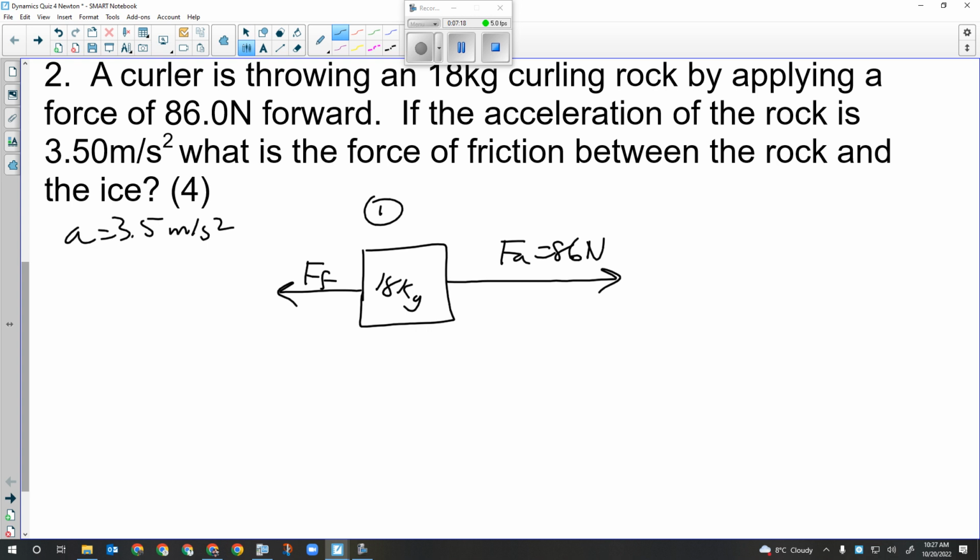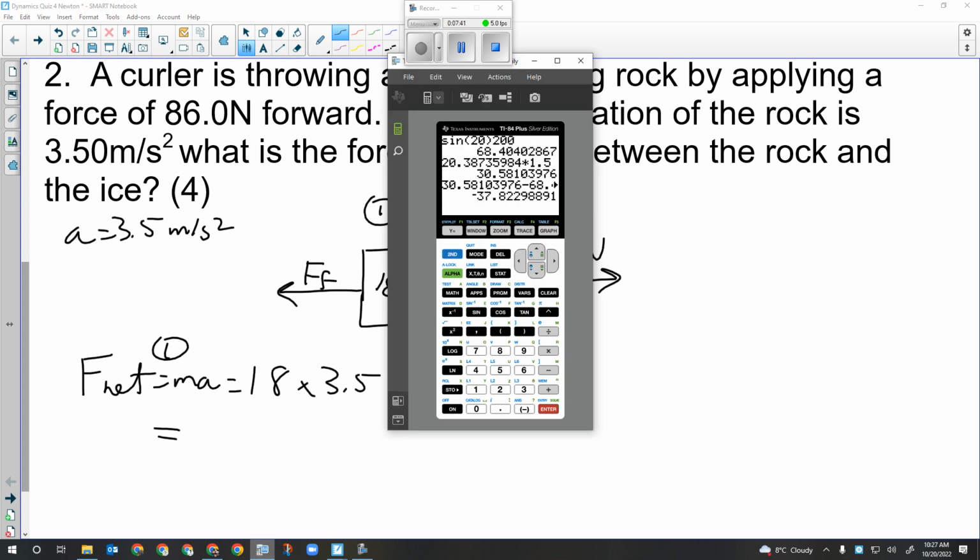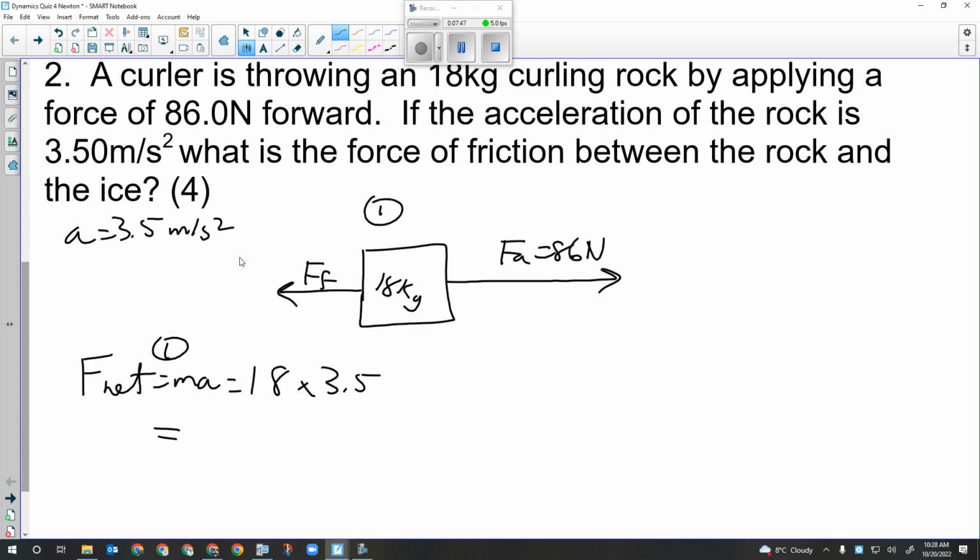What's the next thing I should calculate? Net force using F equals m times a. That's what I have right now. Okay, F net equals m times a, 18 times 3.5. Give him a mark there. All right, so my net force is 63 newtons forwards.